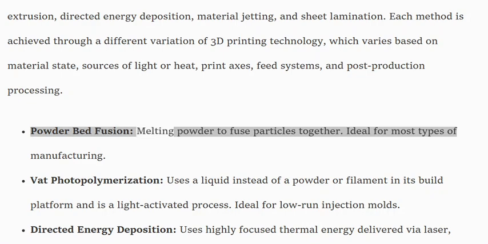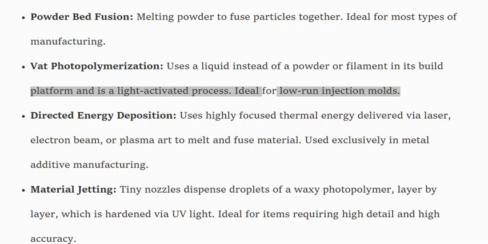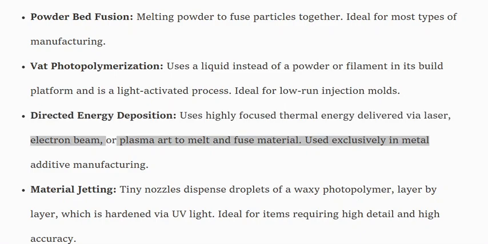Powder bed fusion: melting powder to fuse particles together. Ideal for most types of manufacturing. Vat photopolymerization uses a liquid instead of a powder or filament in its build platform and is a light-activated process. Ideal for injection molds. Directed energy deposition uses highly focused thermal energy delivered via laser, electron beam, or plasma arc to melt and fuse material. Used exclusively in metal additive manufacturing.